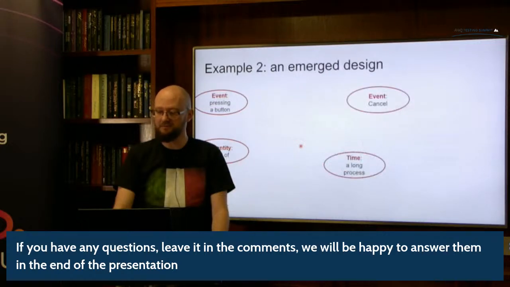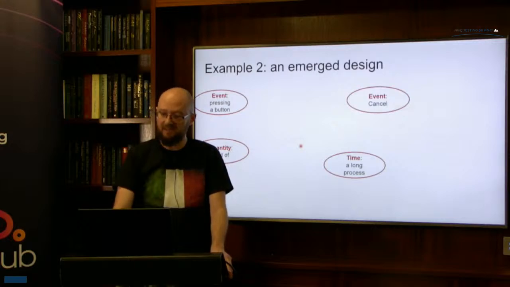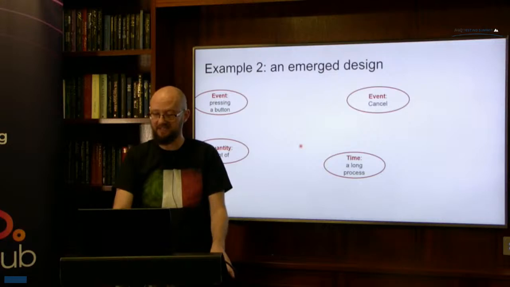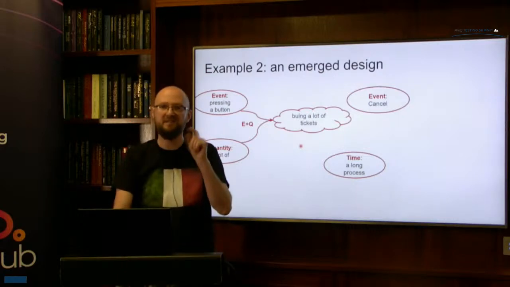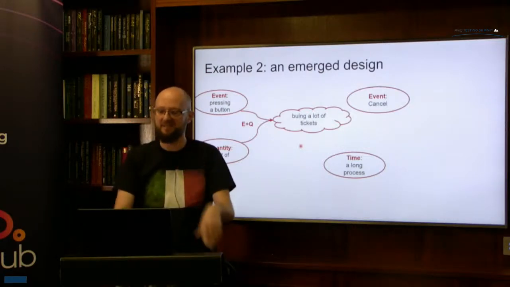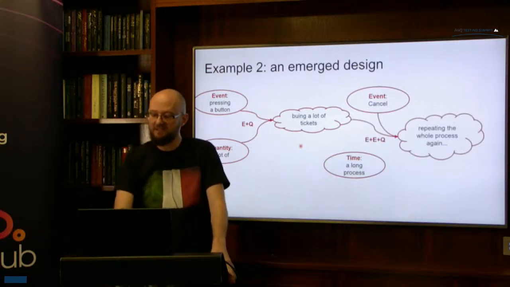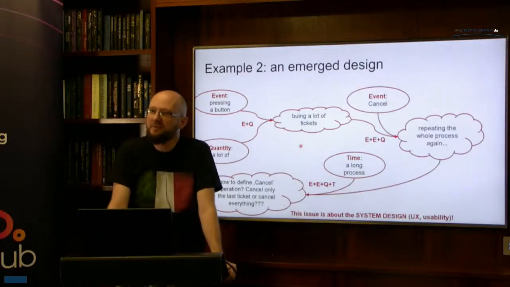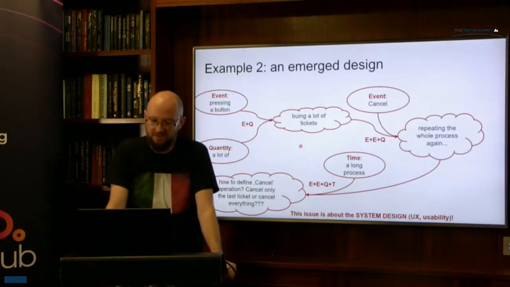Another example. Again, we can consider 4 dimensions: pressing a button, cancel, quantity a lot of, and time a long process. Pressing a button together with a lot of gives us the idea of buying a lot of tickets. You can imagine that a user clicks this button, buy ticket, buy ticket, buy ticket. Then buying a lot of tickets with cancel gives us the idea of repeating the whole process again, and then combining it with time, we come up with a very interesting idea of how to define the cancel operation in this machine, in this interface.